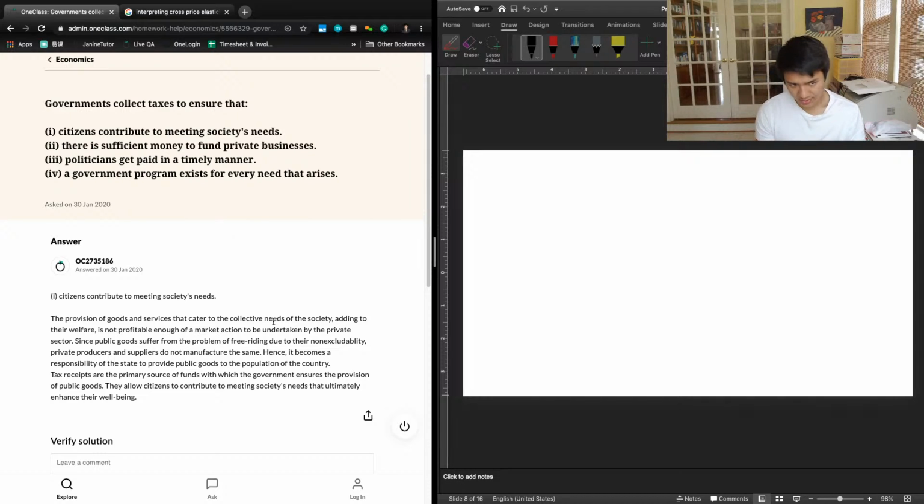Let's take a look at the previous tutor's answer. So they also chose 1, and they said that the provision of goods and services that cater to the collective needs of society, adding to their welfare, is not profitable enough of a market action to be undertaken by the private sector.